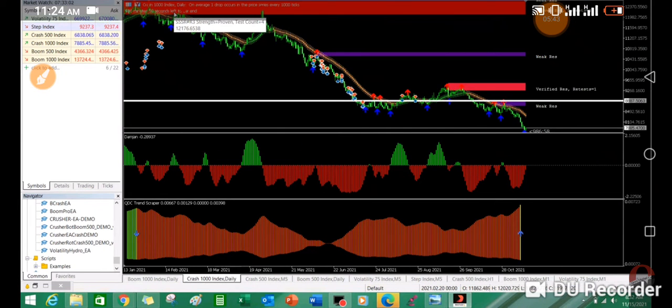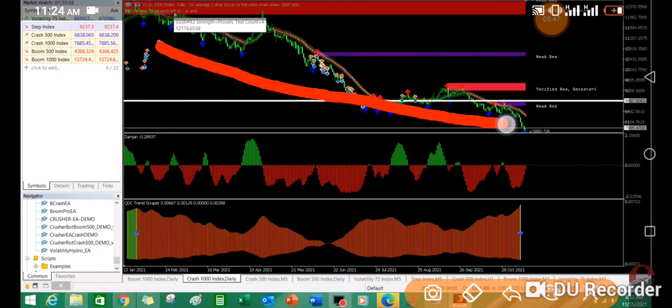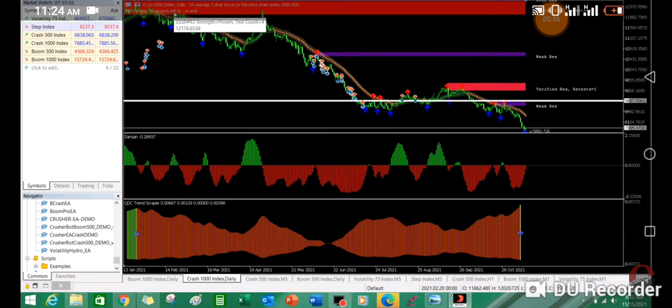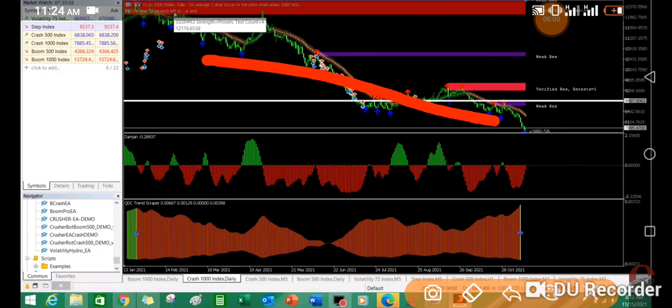This is Crash 1000. We had a very long sell. As you can see, it was all red, and then finally we have a green now. So what would I have done? How would I have caught this whole move in case I missed out on it? Same rule.